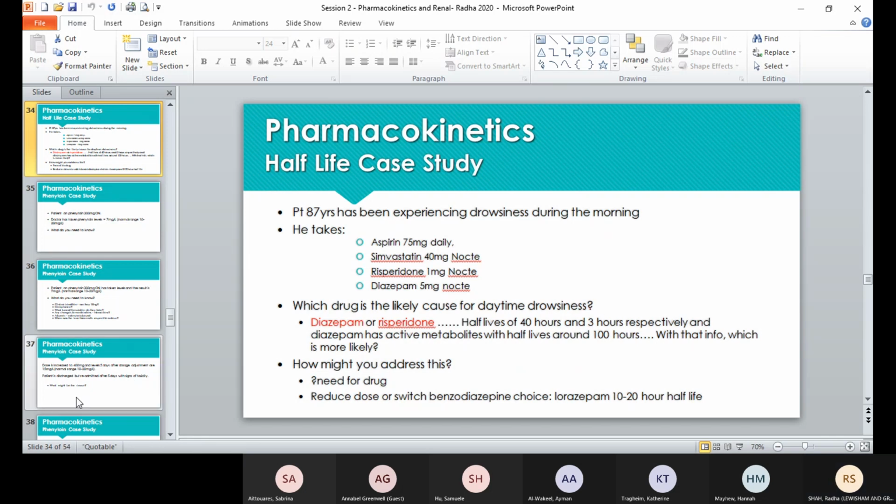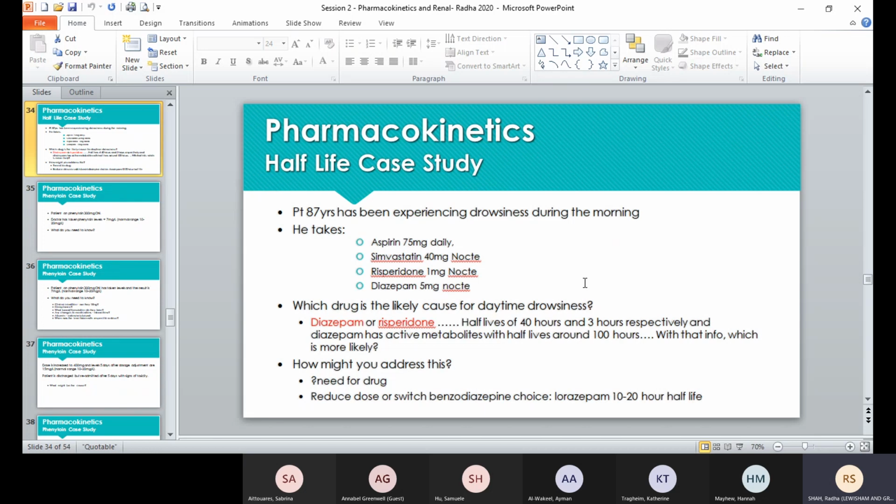Anyone know? Yeah. So the one with the longer half-life, which is diazepam. Diazepam has a half-life of 40 hours, and therefore is the one causing that hangover effect. We want to stop this because the patient is very drowsy during the day. So something that we could do is change to a different benzodiazepine, something for the same indication, but that doesn't have such a long half-life.